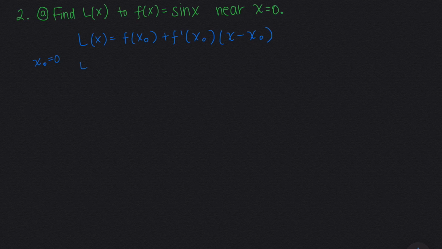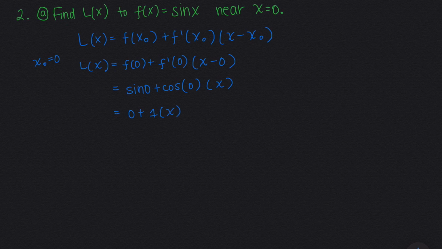And we have that L of x is equal to f of 0 plus f prime of 0 times x minus 0, which gives us sine of 0 plus the derivative of sine of x, so that's cosine, plug in 0, times x, which gives us 0 plus 1 times x, or x. So our linear approximation to f of x equals sine of x near x equals 0 is x.